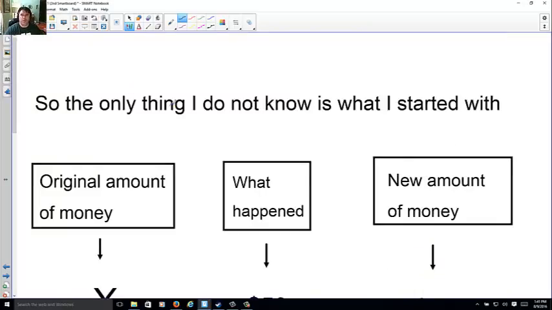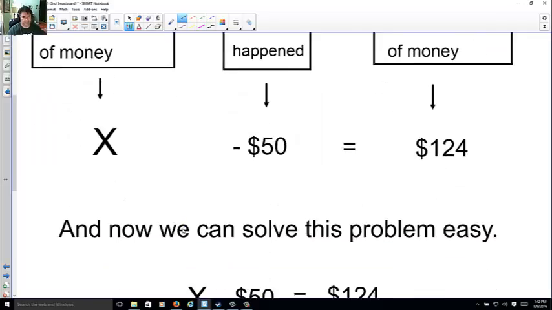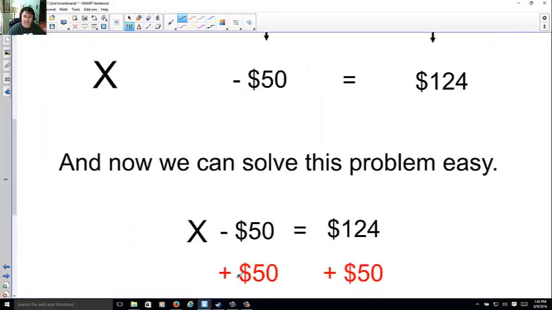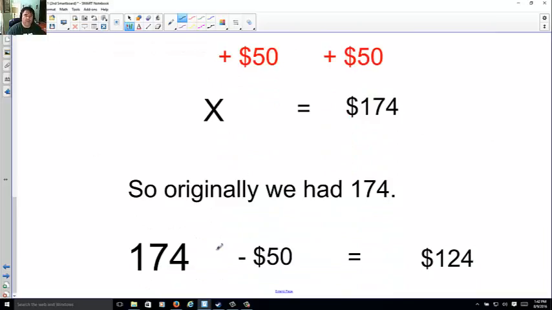So the only thing I don't know is what I started with. Well, I don't know what I had, but when I minus 50 bucks, I have 124. Well, now I know what to do, because instead of minus 50, I'm going to add 50. But if you add 50 to one side, add 50 to the other. So you get 174. And that's minus 50 here. So 174 minus 50 would equal 124.